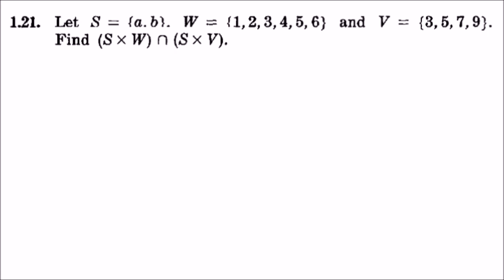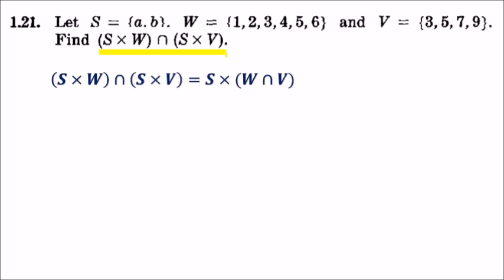Let S equal the set containing the elements A and B, and W has the elements 1, 2, 3, 4, 5, and 6. And then V, we have 3, 5, 7, and 9. So this is the question. We can actually apply the equality that we proved previously, that the intersection of these products is also equal to this one.